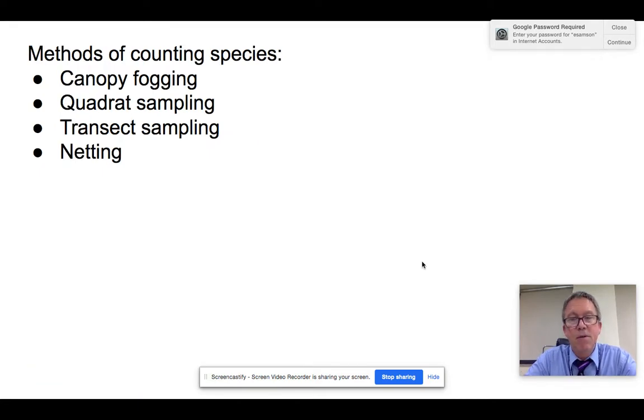We have what's called canopy fogging. It's as bad as it sounds. Quadrant sampling, transect sampling, and netting. It's as bad as it sounds. Let's just try this here, okay? So let's start with canopy fogging, okay?